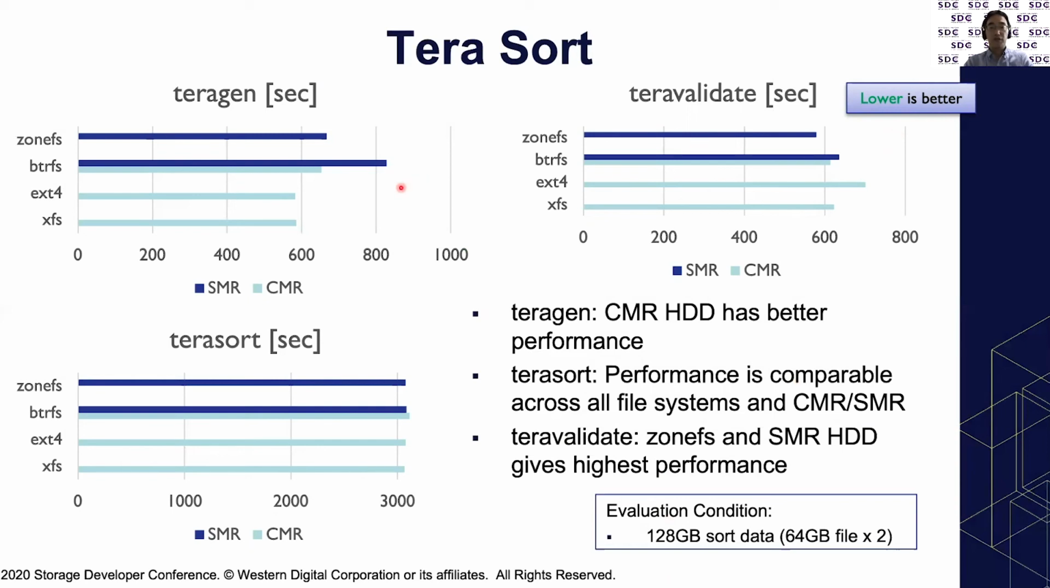The result of TeraGen showed that CMR HDDs have better performance than zonefs on SMR. This workload generates data and writes it to HDFS files. Then write throughput affects this TeraGen result. This result is consistent with DFSIO write benchmark, which showed good performance with CMR HDD.